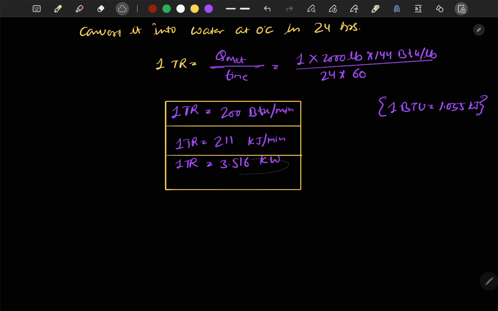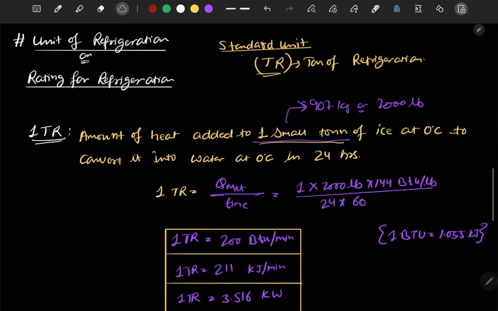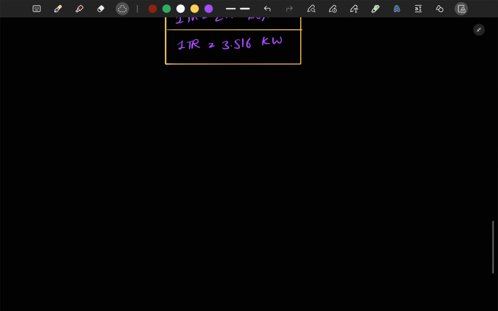Okay, I hope you understood this. Now we will be moving to our next topic, since we have covered what the unit of refrigeration is, and we have understood what 1 TR represents. Next we will be moving to some basic definitions. Our first term is refrigeration load.